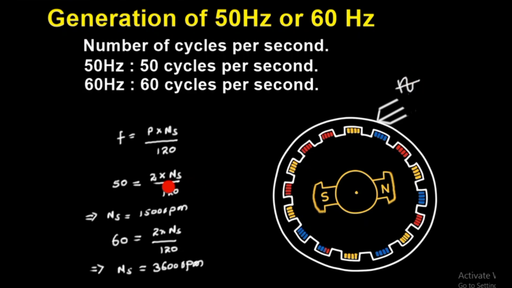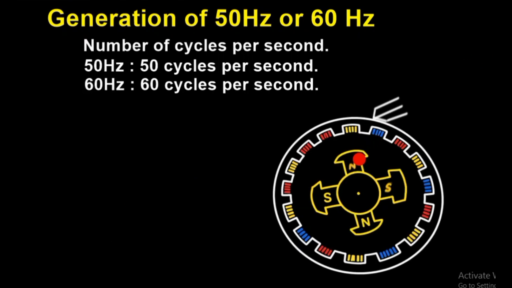From this discussion, it is clear that to increase the frequency, we have to increase the speed of the rotor. Now let's take another example. In this example, we have a 4-pole rotor. We want to calculate the frequency of the generated EMF in this case. The value of P is 4, so we put 4 in place of P. Now we want to calculate the value of Ns for 50 Hz and for 60 Hz.